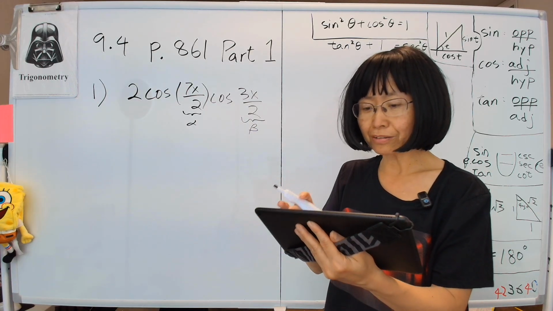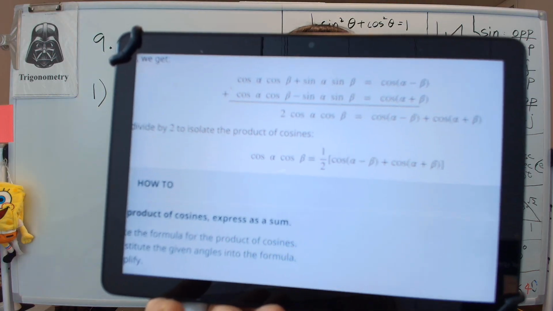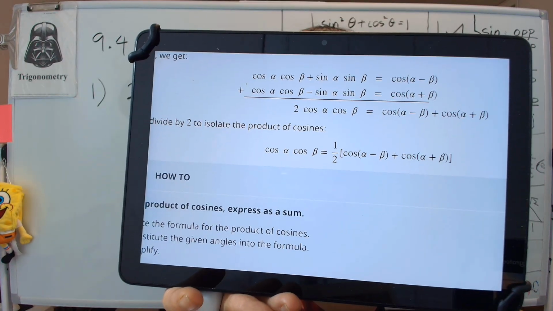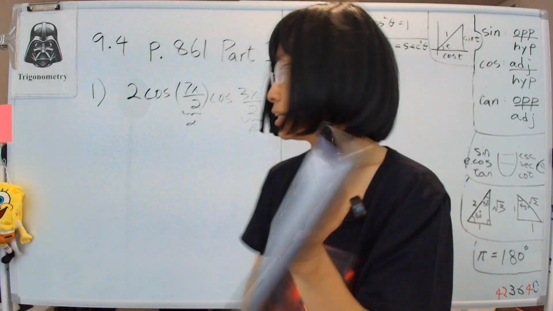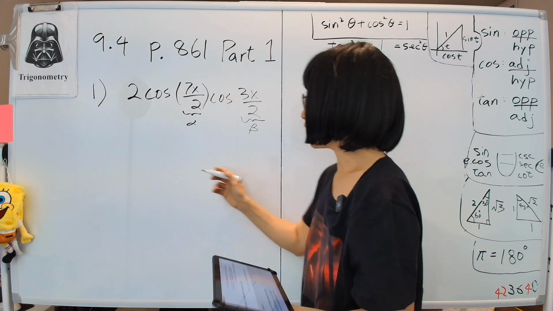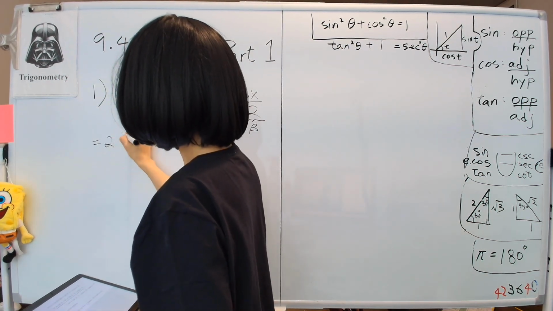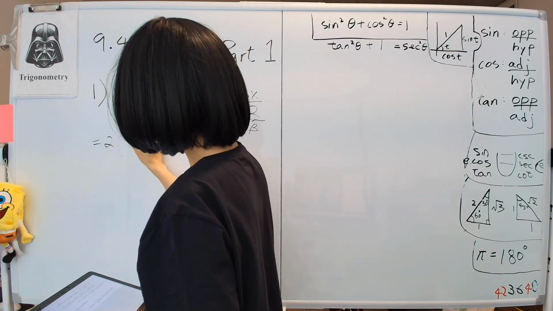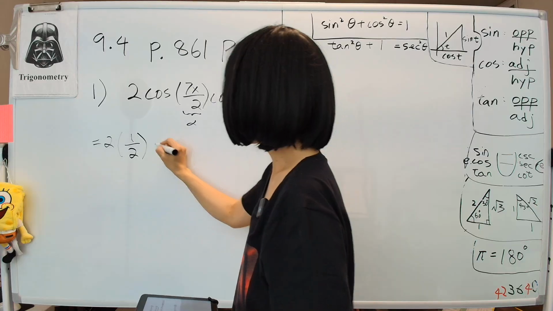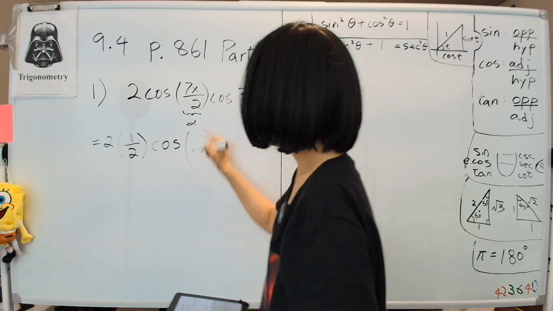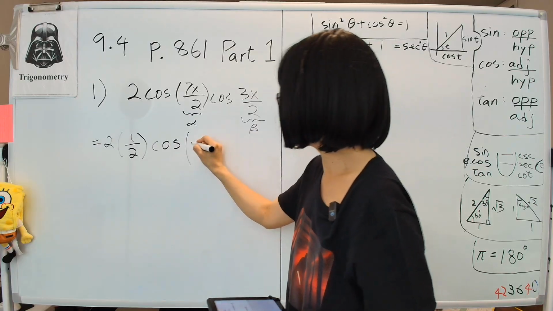To do that, we'll follow the formula that we just finished, which is the product of two cosines is 1/2 of cosine of alpha minus beta and cosine of alpha plus beta. So we're going to do exactly that. So this is equal to 2 times 1/2. Let's see, I need to hold this right. 1/2. And then cosine of the difference. So we'll write that down. Cosine of 7x over 2 minus 3x over 2, which is 4x over 2, which is 2x.